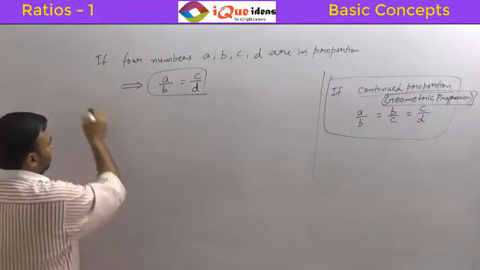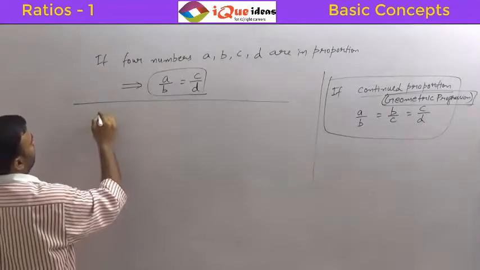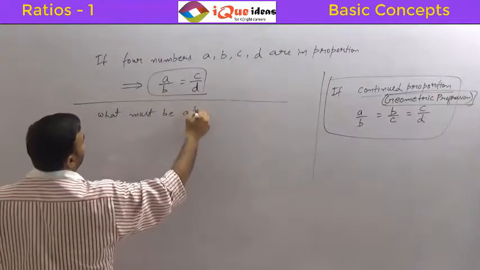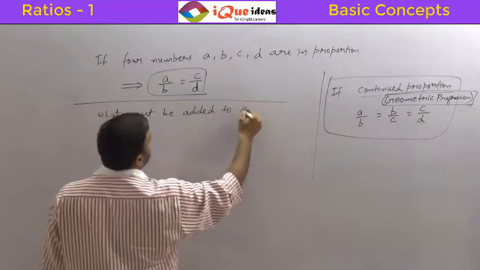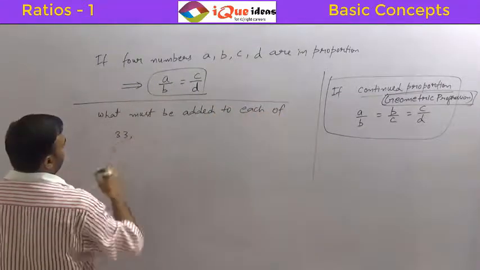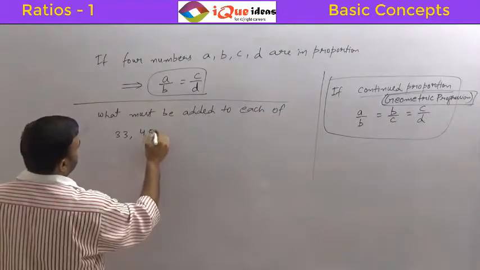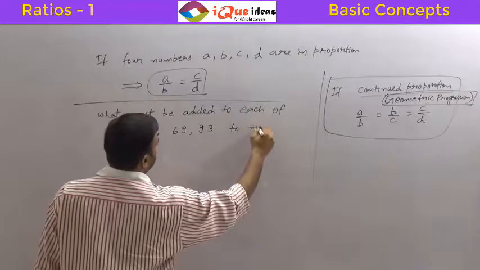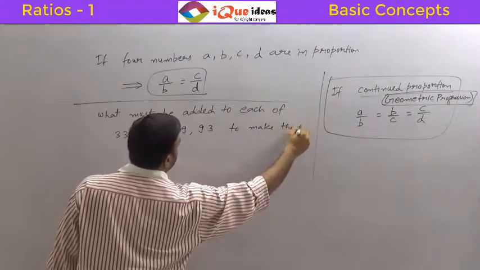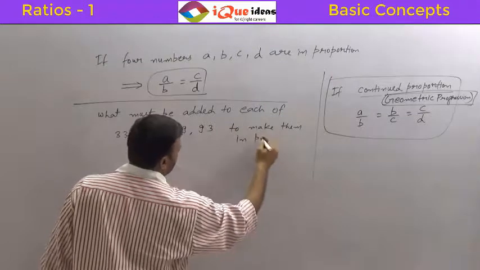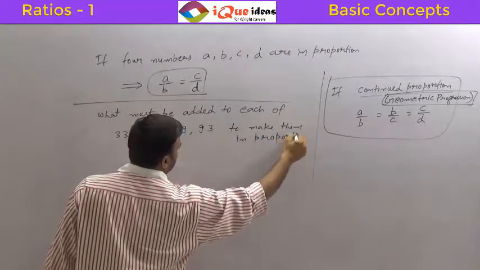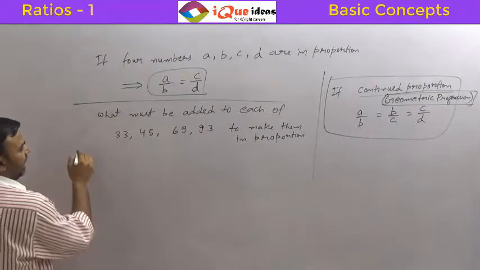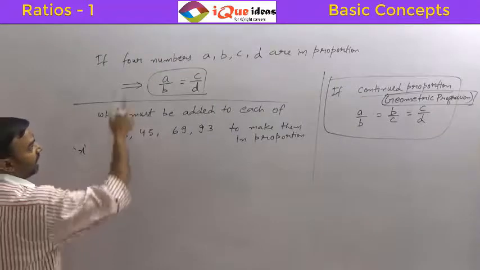For example, if the question says, what must be added to each of 33, 45, 69, 93 to make them in proportion, so that they come in a proportion. What will you do? Understand the question. What must be added to each of these? Suppose I say that x is the number to be added, then how do I write the relation?